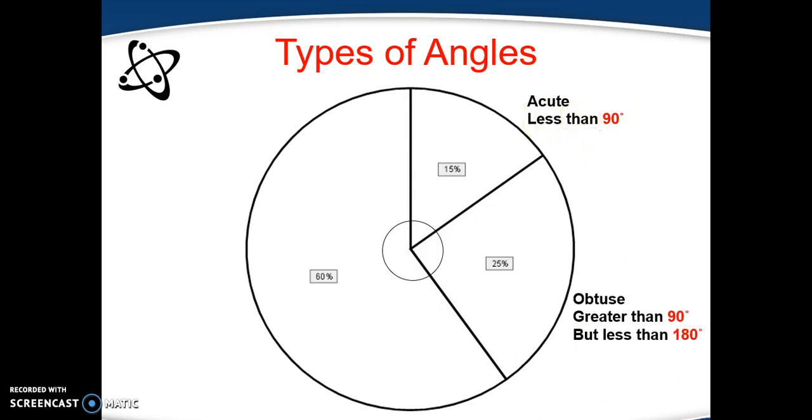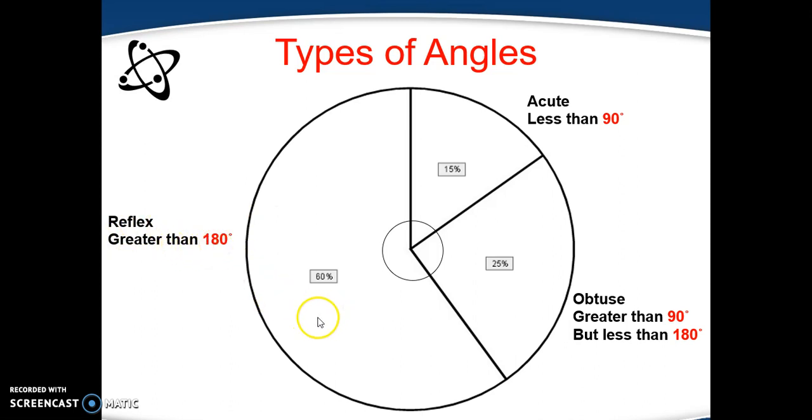The next angle is an obtuse angle, and this is greater than 90 degrees but less than 180. So if you go from your starting point to here all the way around, this angle from there to there is an obtuse angle. And the third type of angle that you could face in an exam is a reflex angle. This is an angle that's greater than 180 degrees.